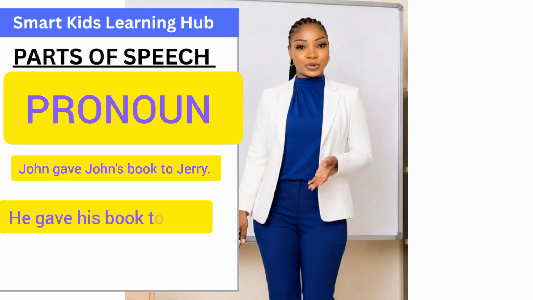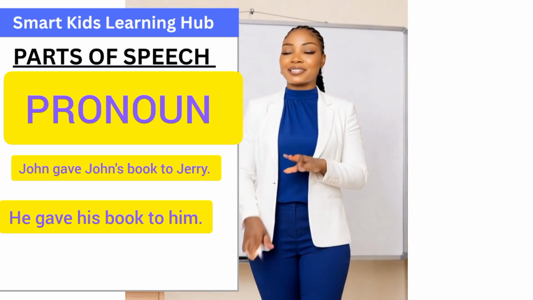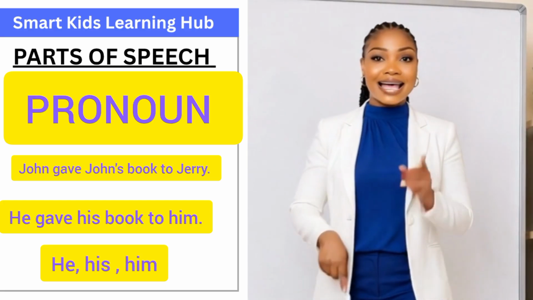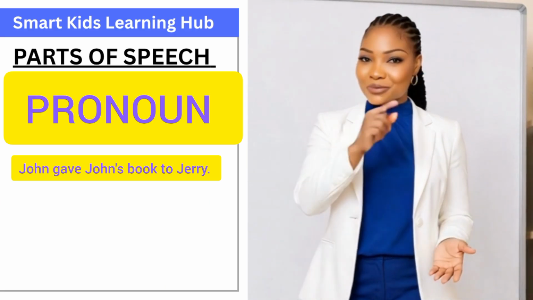He gave his book to him. The nouns John and Jerry have been replaced by their suitable pronouns. So the pronouns are he, his, and him. As you can see, that makes the sentence more meaningful than repeating names.